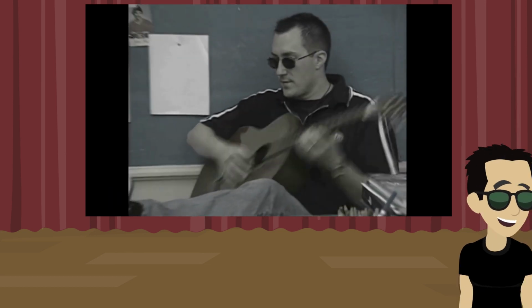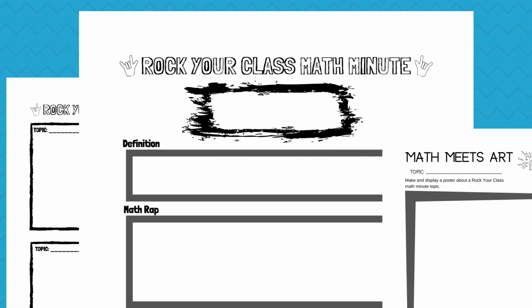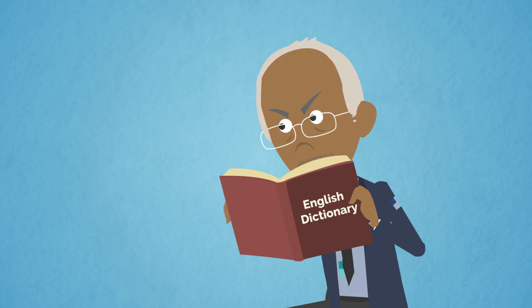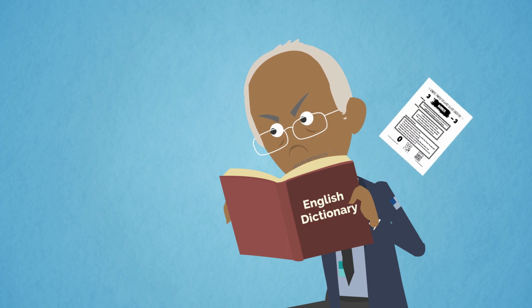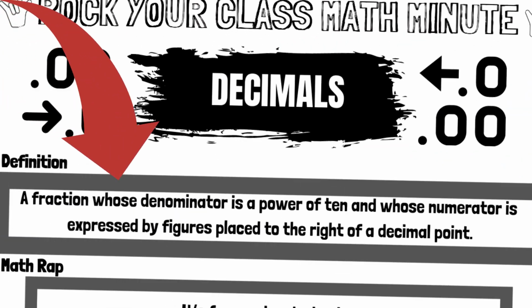Get ready for today's Math Minute topic. Decimals. What does the dictionary say? A fraction whose denominator is a power of 10 and whose numerator is expressed by figures placed to the right of a decimal point.